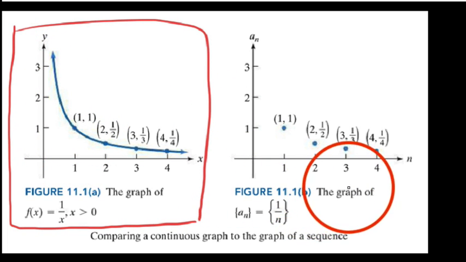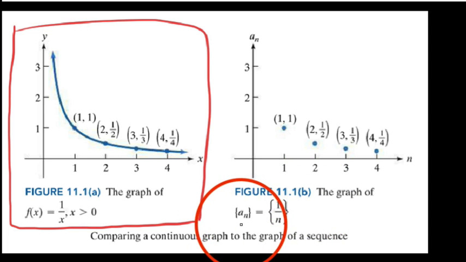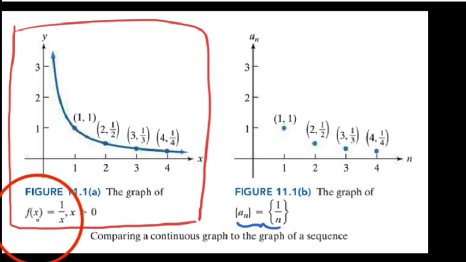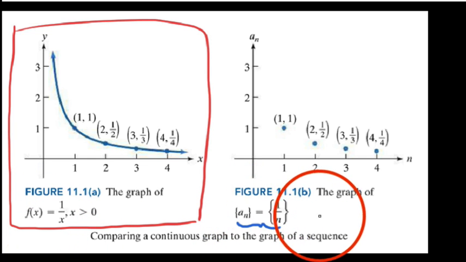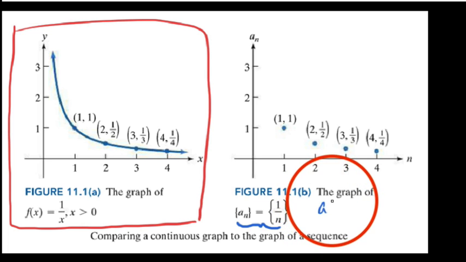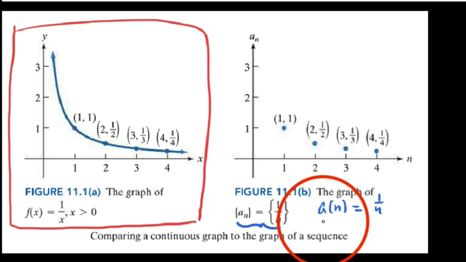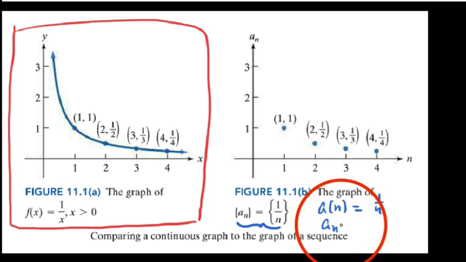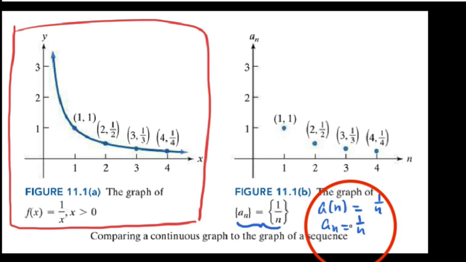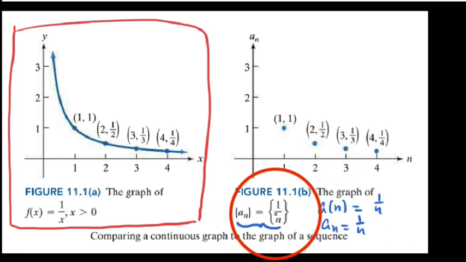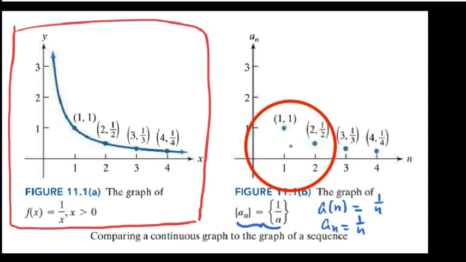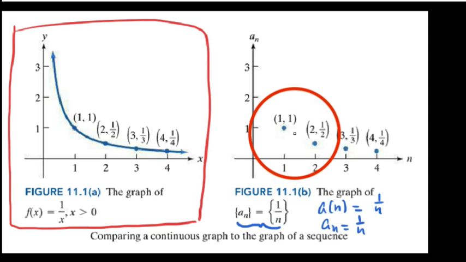Whereas when we look at the graph of a sequence here, first things first, I want you to notice we're representing this rule not in function notation, f of x notation, but in a of n notation, or sequence notation. So you will sometimes see it represented this way: a of n is 1 over n, which is totally kosher. We say that a subscript n, or a sub n, is just 1 over n. You don't have to write it that way, but that's how I found it in this screenshot from our textbook.